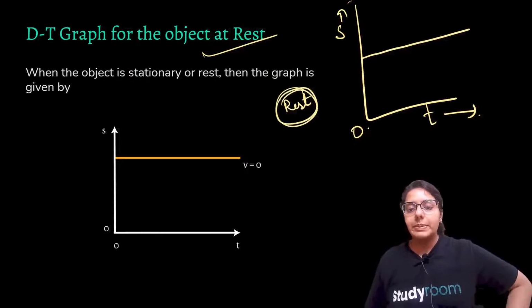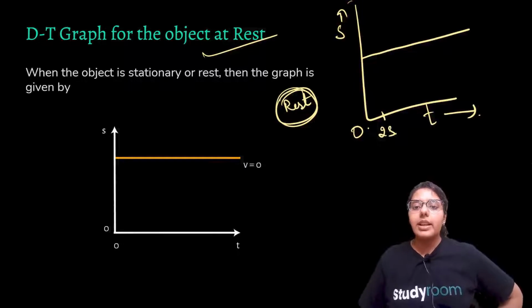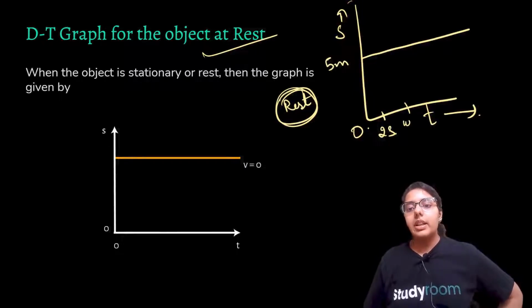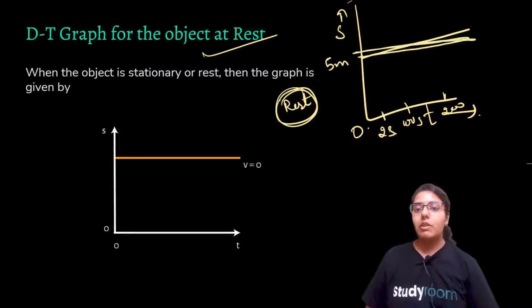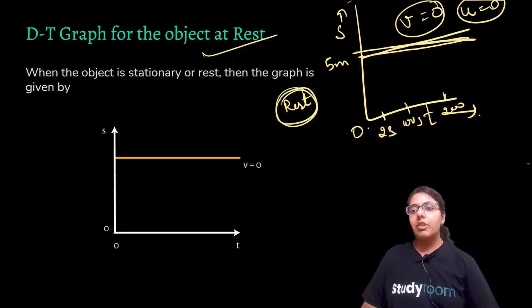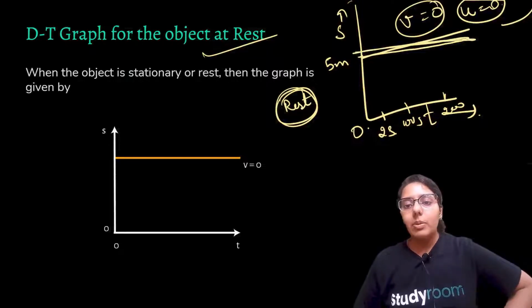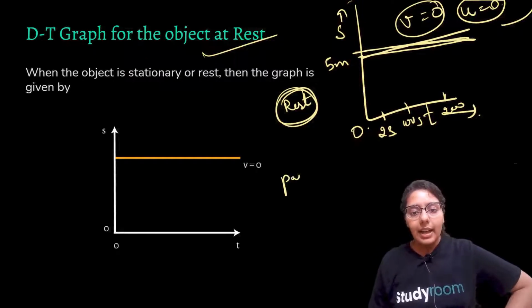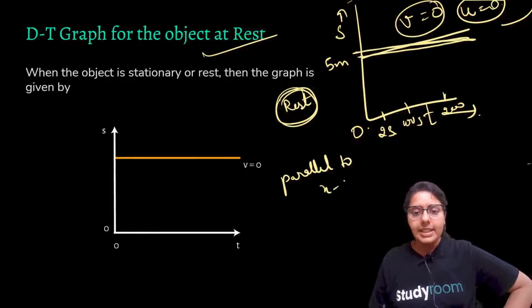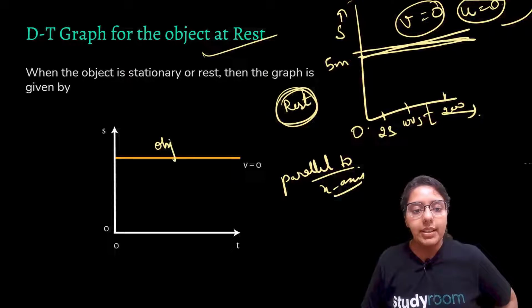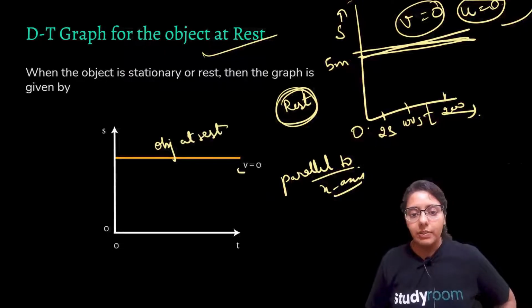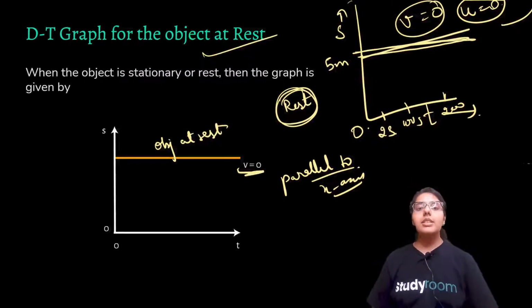Your object is stationary. Even if it is 2 seconds, your distance is 5 meters. Be it 100 seconds, 5 meters. 200 seconds, 5 meters. Your object is completely not moving. So of course, there will be no speed, and velocity, initial velocity, final velocity, everything will be 0. Your graph is parallel to the x-axis. When your graph is parallel to the x-axis, your object is at rest and your velocity is 0 throughout because there is no motion.